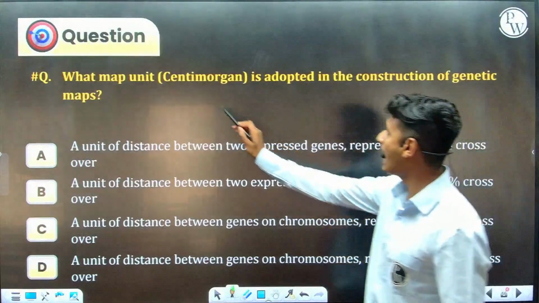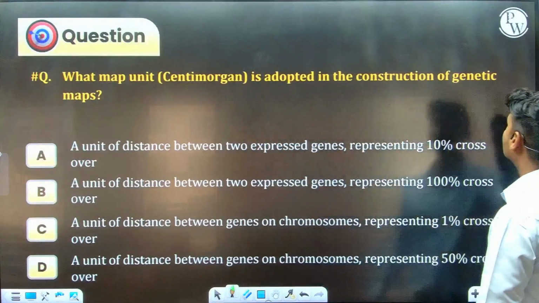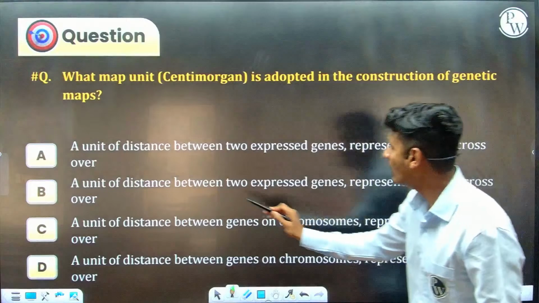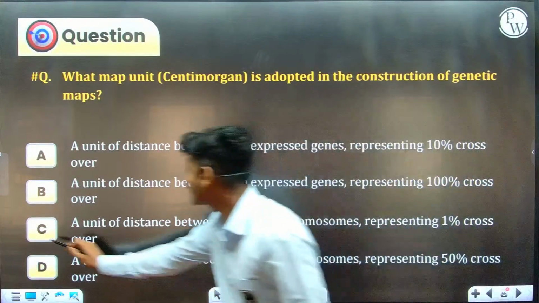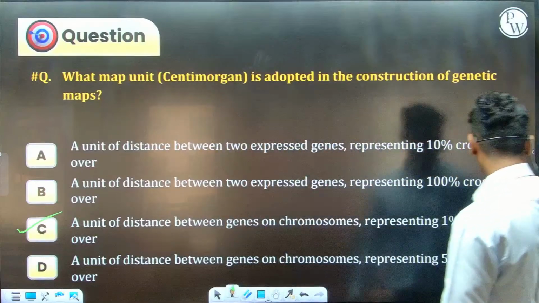Last question, the map unit is adopted in the construction of the genetic map. 1 unit distance between two genes represents 100%? No, 1%. 1 unit is 1%. This is the correct answer.